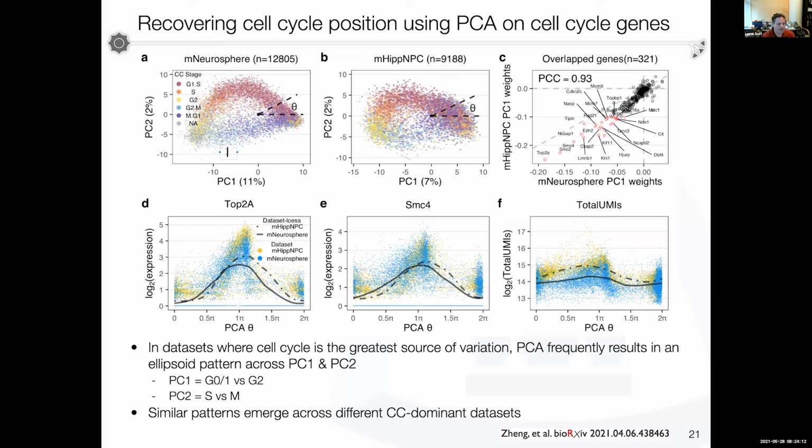And this ellipsoid shape is seen in different data sets, in this case, on the left, mouse neurospheres, and on the right, mouse hippocampal neuroprogenitor cells. And these principal components seem to be breaking down very similarly across these proliferative data sets.